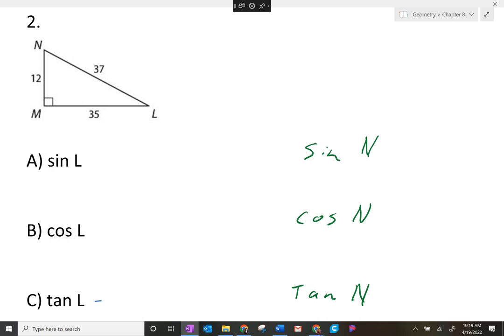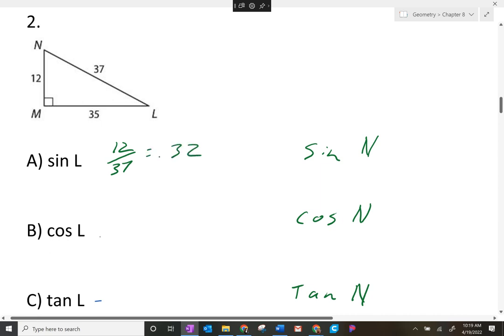I really want to walk around and make sure you guys have it, but I'm out of time. So I'm going to write these ones down. Your sine of L, hopefully you had 12 over 37, because again, sine is going to be opposite over hypotenuse. It's going to be 0.32. Cosine of L is going to be 35 over 37. That'll be 0.95.